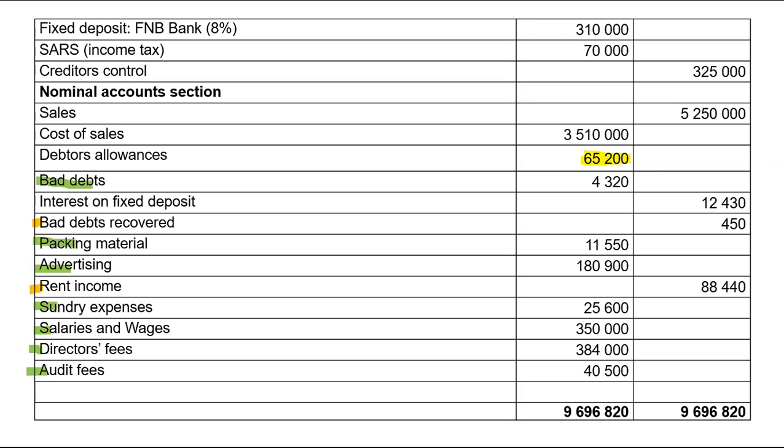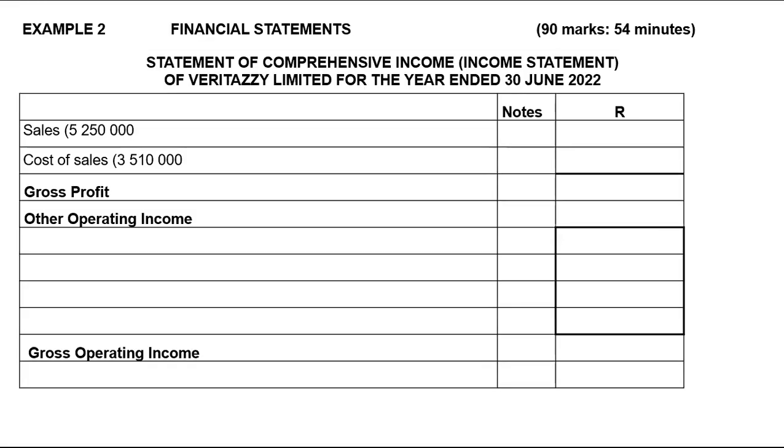Someone might be wondering, but what about interest on fixed deposit? Please note that interest on fixed deposit does not go under operating income. Instead, it goes right at the bottom of your statement of profit or loss as interest income. Basically, under operating income, note that from your sales, I'll minus debtors allowances. And then under operating income, I will have bad debts as well as rent income. And I will leave it like that.